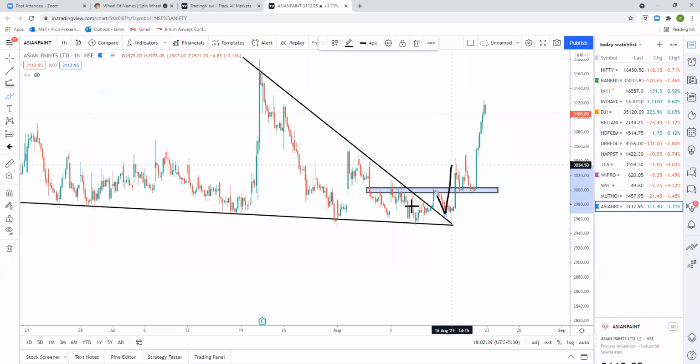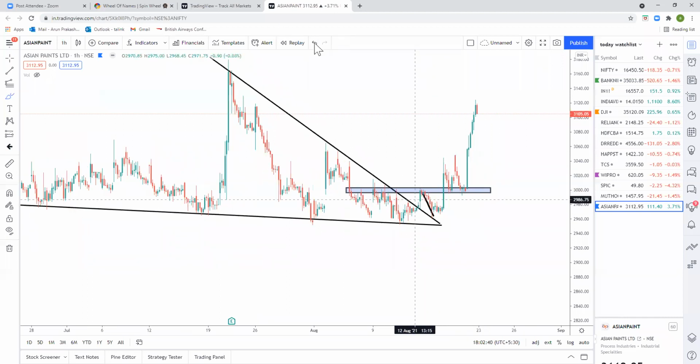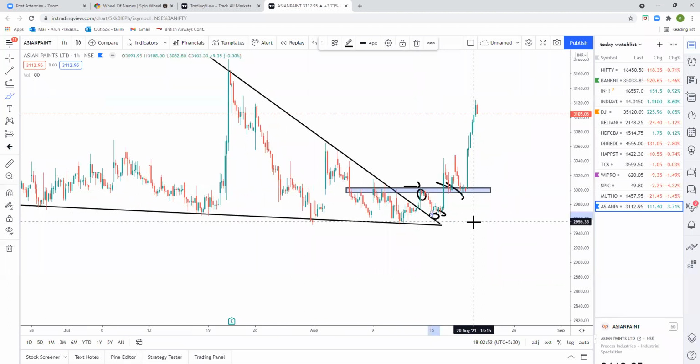Now, if you ask me, should I enter here or here or here, I would say you should have entered either here or here. Only if you had missed this entry, then you should prefer this entry, or else this is a proper breakout which happened in Asian Paints. You should have entered here, because this is a bullish candle. For the very first time, this trend line was broken.